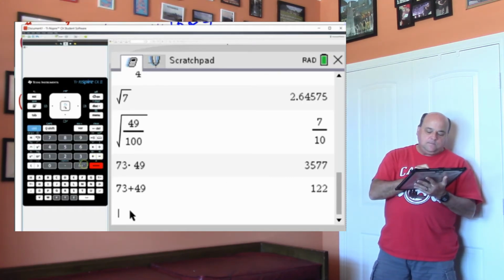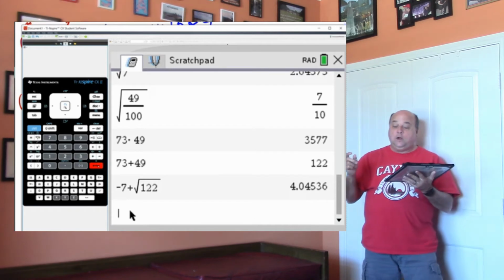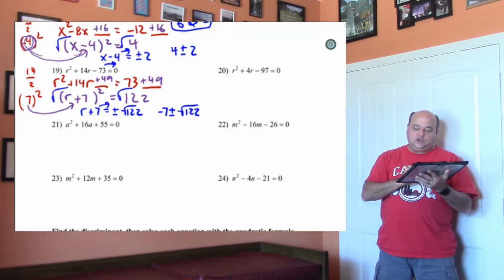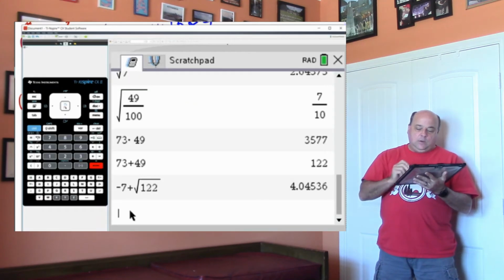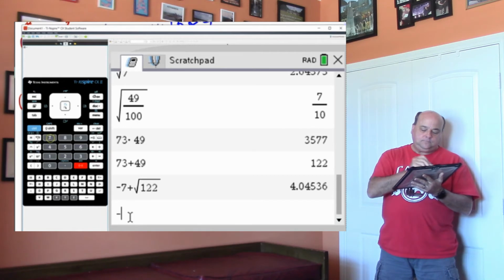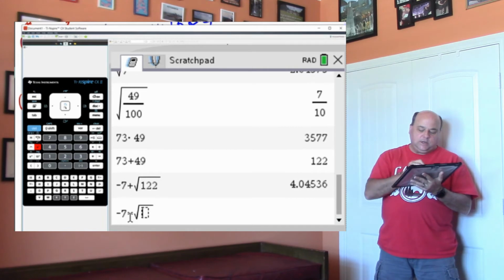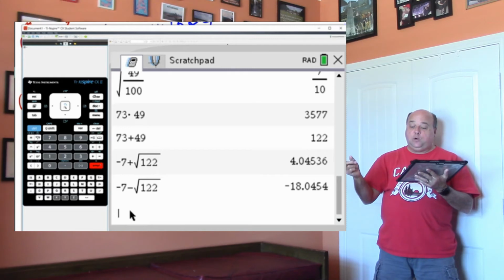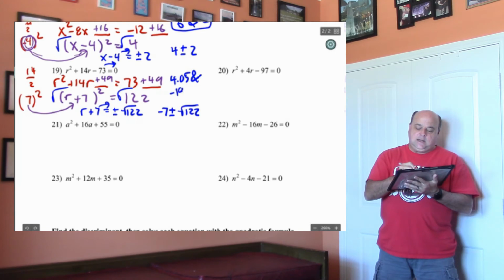So negative 7 plus control x squared 122, hit enter, and I get 4.04, and the 4 is going to round to 5, right? So 4.05. Then we're going to type in negative 7 minus the square root, control x squared 122, hit enter, and I get negative 18.05. Negative 18.05. And those are my 2 zeros, right?